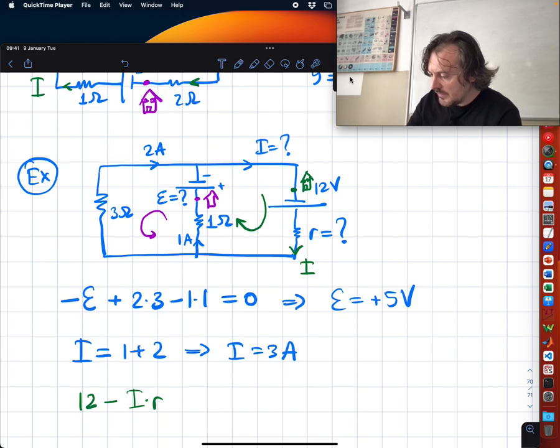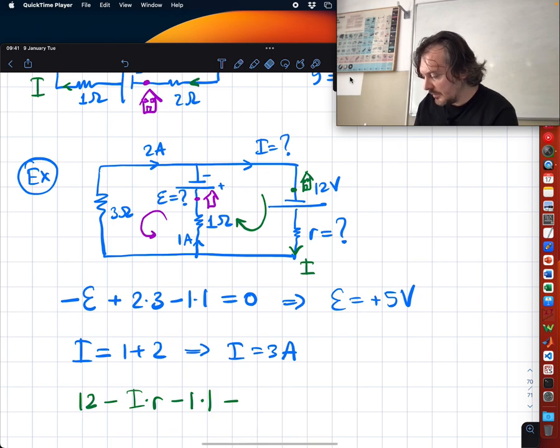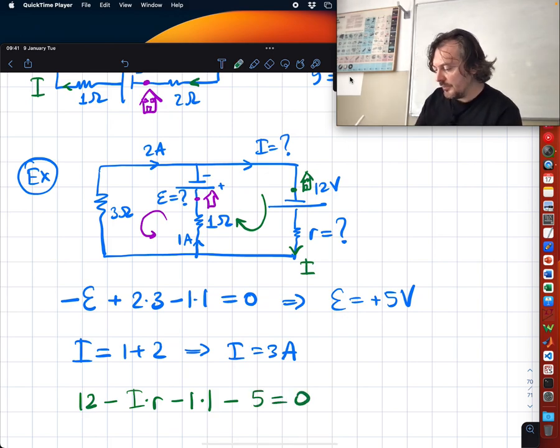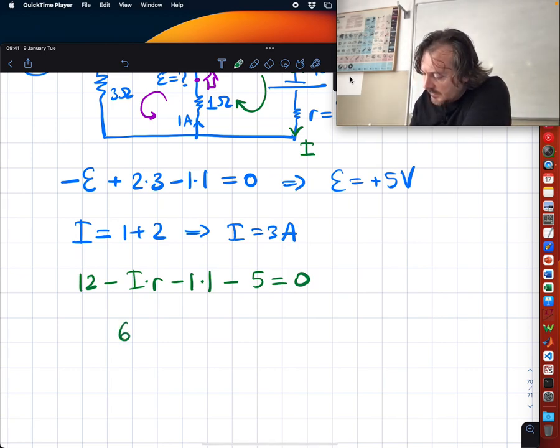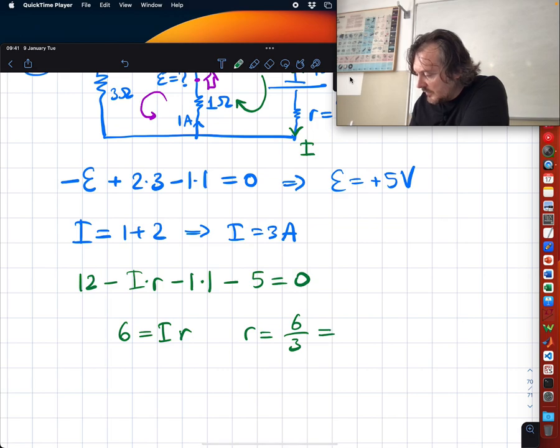Then what do I have next? Over here? Minus 1 volts, 1 times 1. Right? And finally, I have minus E, minus 5. Let me just write minus 5. Equals 0. So what do I get? 6 equals to IR. Then R is equal to 6 over 3, which is 2 ohms.